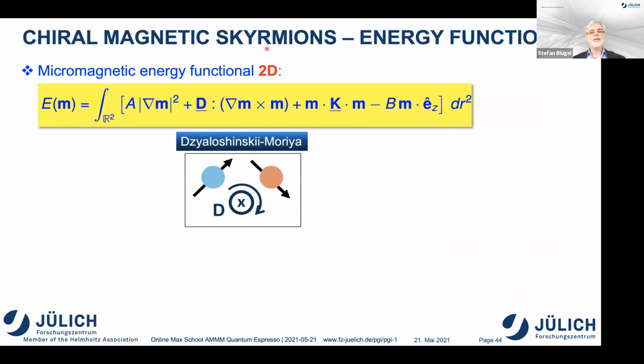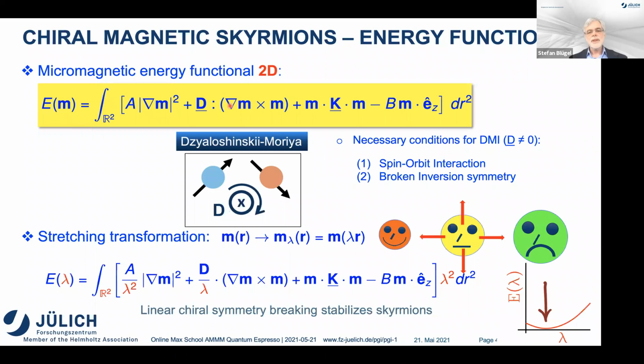But if you add now the Dzyaloshinskii-Moriya interaction, which has this form of the chiral symmetry breaking, you get here an additional term which goes proportional to the derivative. And therefore, you have here in your energy function a different term, which is 1 over lambda. And this guarantees you a minimum. And that means the Dzyaloshinskii-Moriya interaction stabilizes these two-dimensional objects.